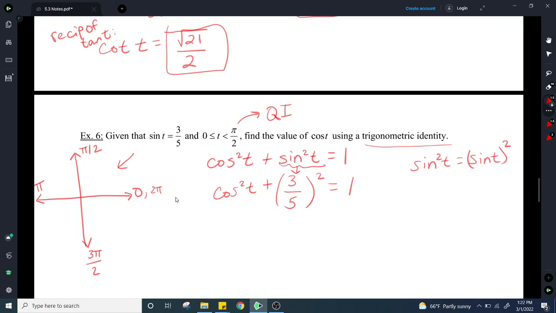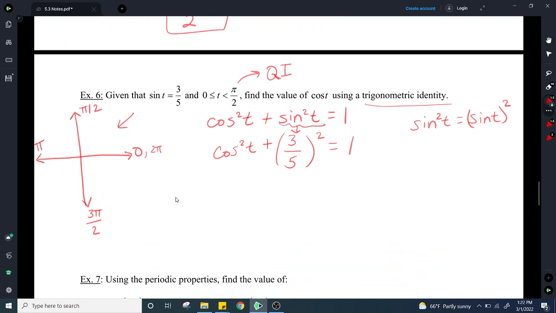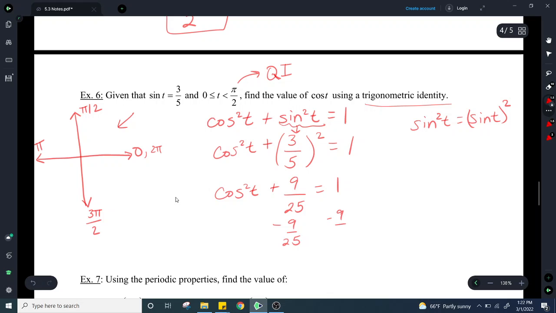So what we need to do is solve this equation for cosine. So I'm going to go ahead and square it first. So that gives me 9 over 25. And then I need to get cosine by itself. So that means I'm going to subtract the 9 over 25. And I need to get a common denominator. This would be 25 over 25. So that means I've got cosine squared t equals 25 take away 9 gives me 16 over 25.